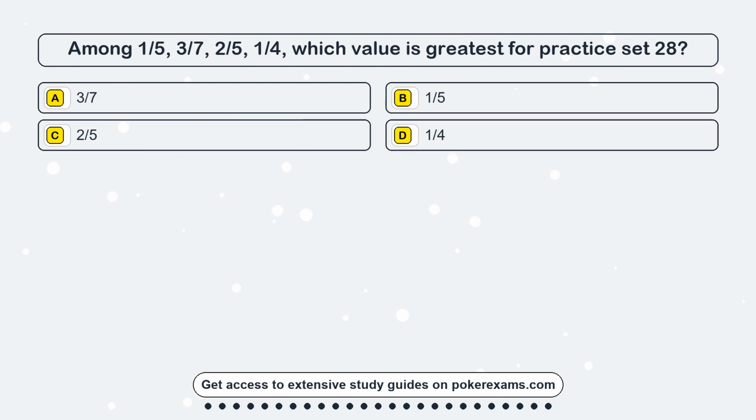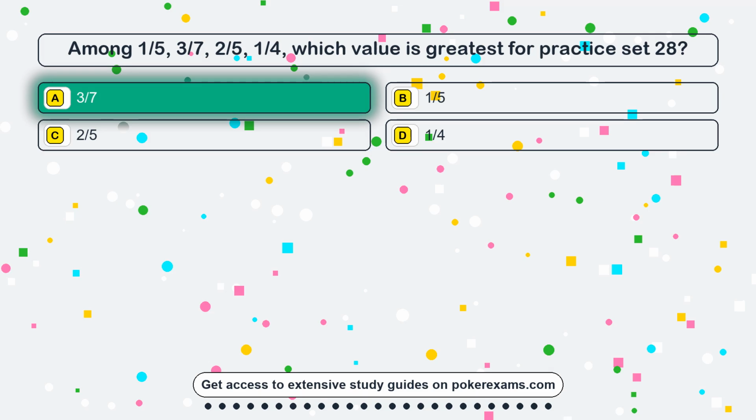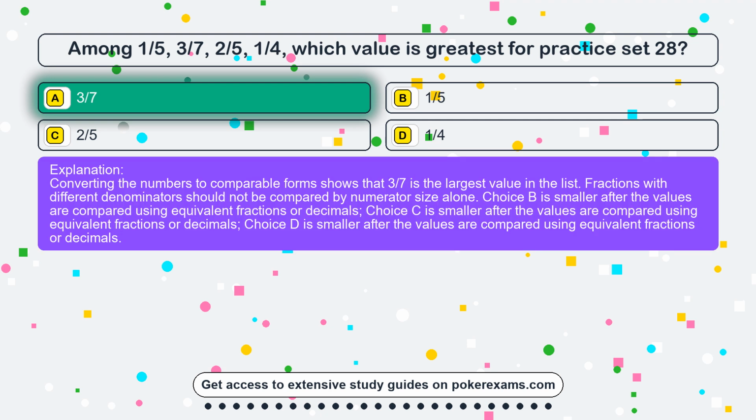Question 2. Among 1/5, 3/7, 2/5, 1/4, which value is greatest for practice set 28? Option A 3/7. Option B 1/5. Option C 2/5. Option D 1/4. The correct answer is option A, 3/7. Converting the numbers to comparable forms shows that 3/7 is the largest value in the list.